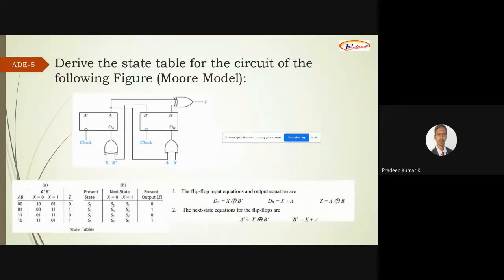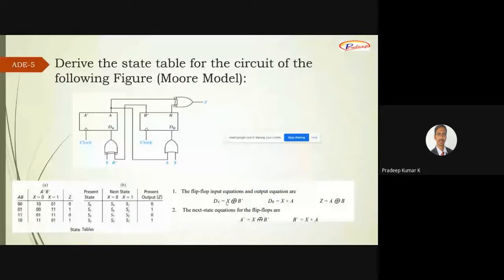So I can say that A plus will be equal to, if I want to generate A plus, then again the same version, I need to perform the exclusive OR operation between X and B dash. Similarly, in order to get B plus, I need to perform the OR operation between X and A. So B plus, that's the next state. This is how you can find the next state equation, right?